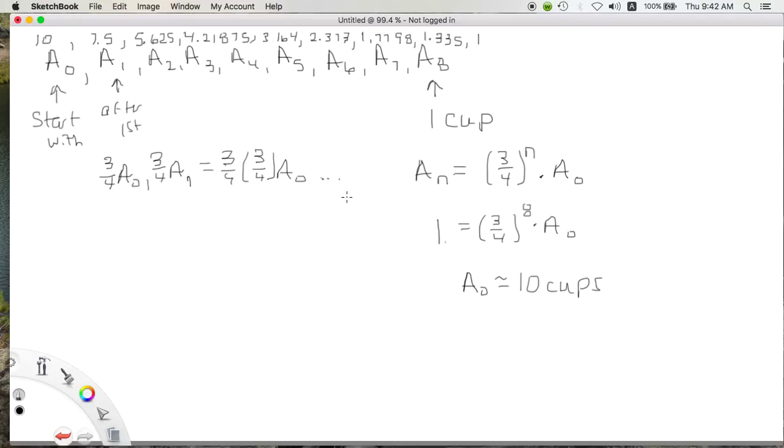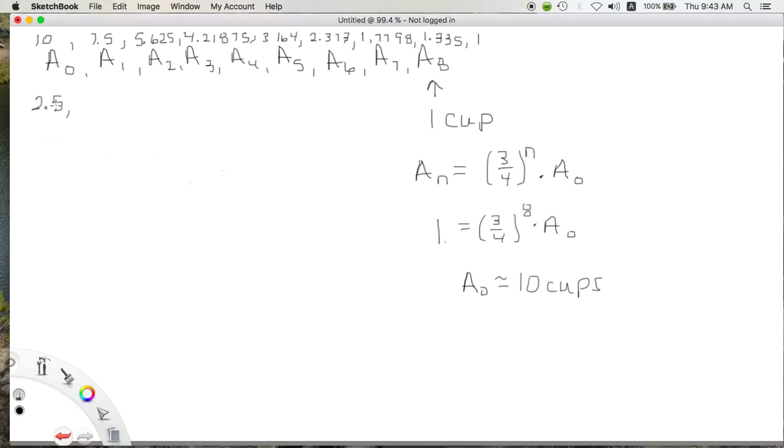So that gives us how much was left, but that doesn't answer the question. What we wanted to know is how much each person got. So if you take what's left in the pot and subtract what was left after they took it, then you'll get what they actually ate. So we take 10 minus 7.5, and that gives us that the first person got 2.5 cups of beans. And then we take the 7.5 minus the 5.625, and we have 1.875, and so on and so forth. You just keep subtracting.